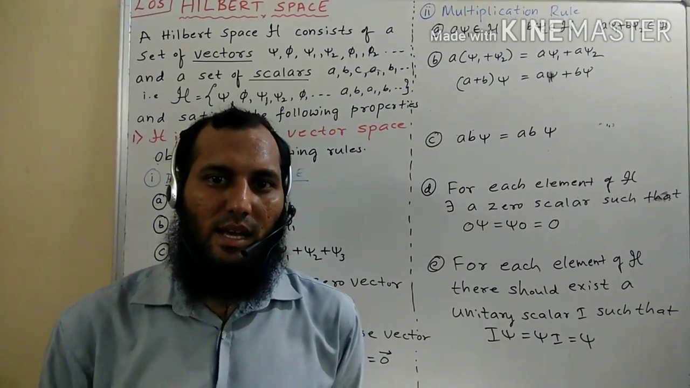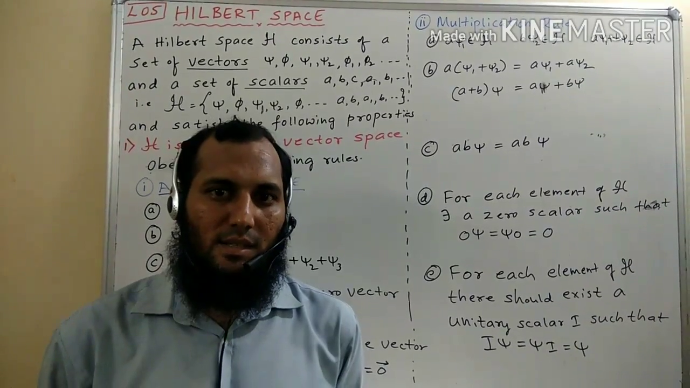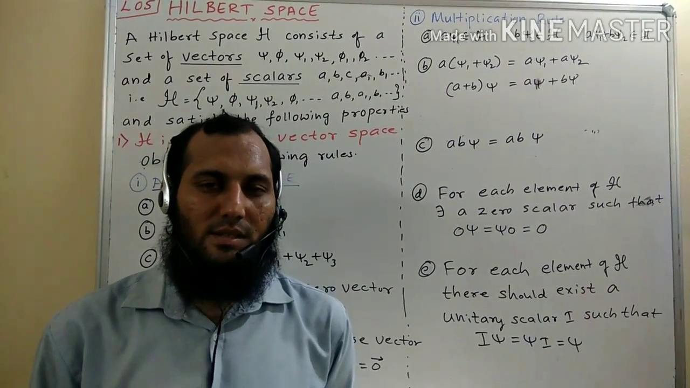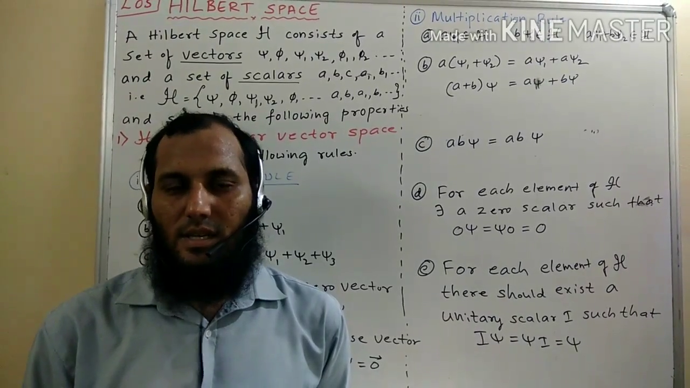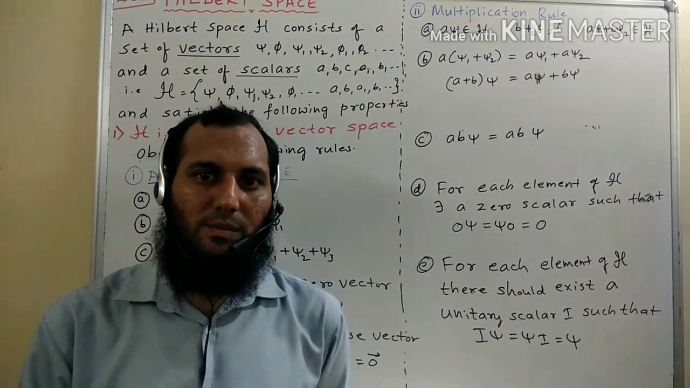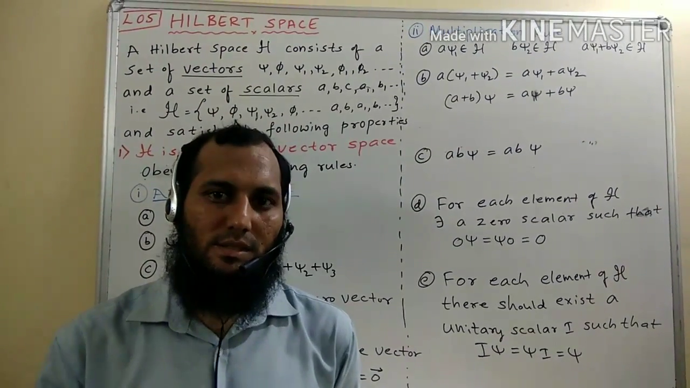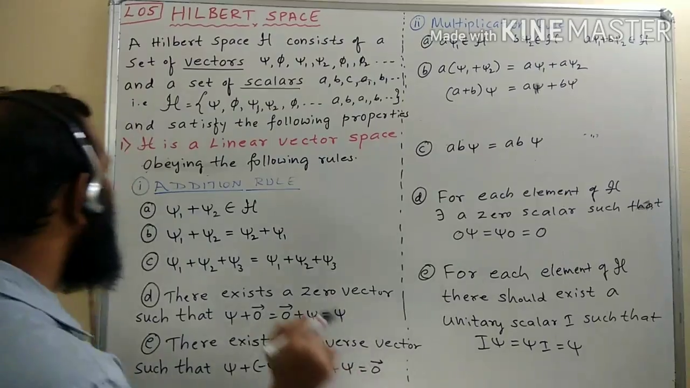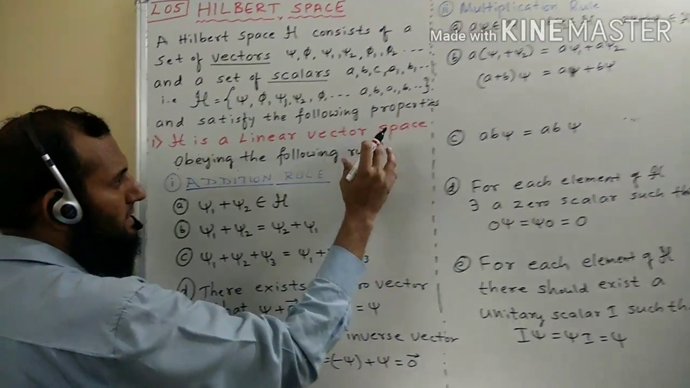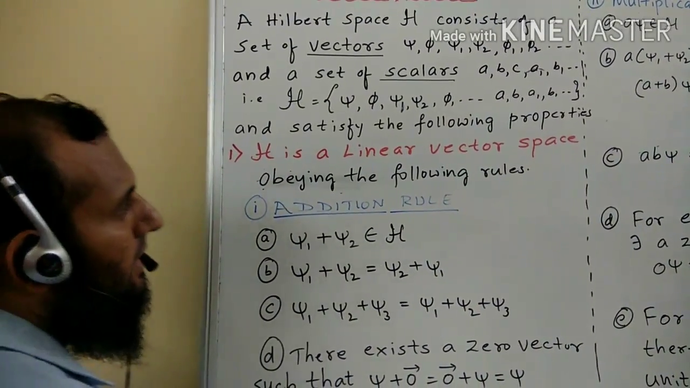The first one is that H is a linear vector space. Second, there exists a scalar product which is finite. Third, H is complete, and fourth, H is separable. So the Hilbert space has these 4 properties. Let us study these properties one by one. The first property is that H is a linear vector space, that is, it follows all the properties of a linear vector space.